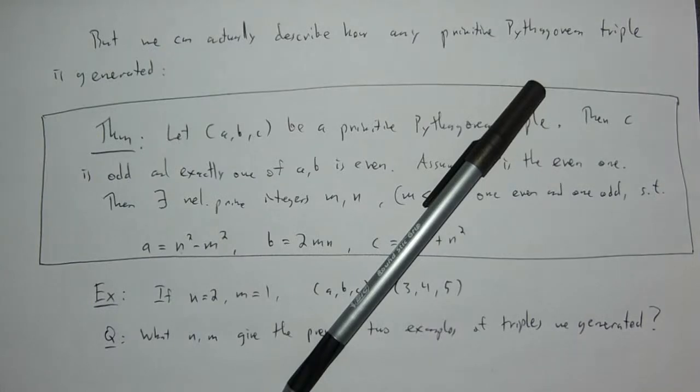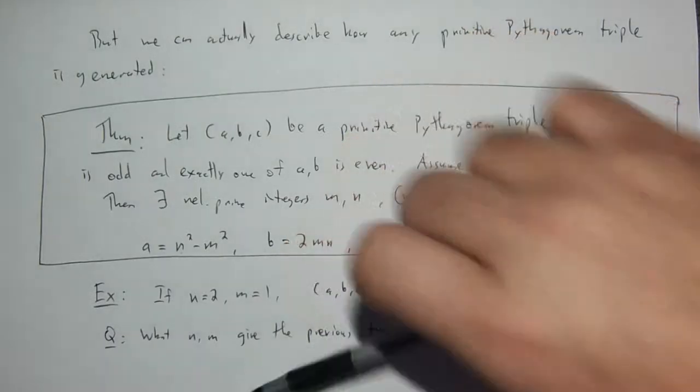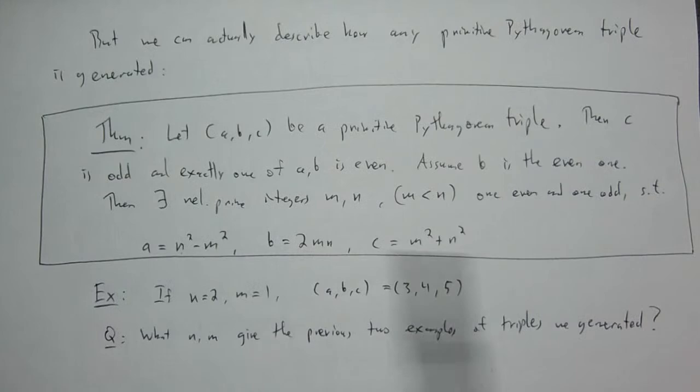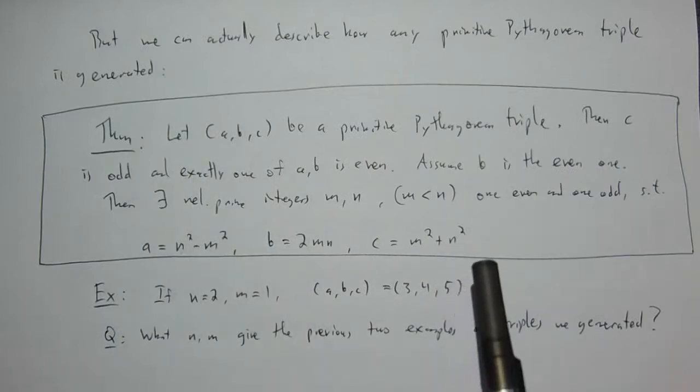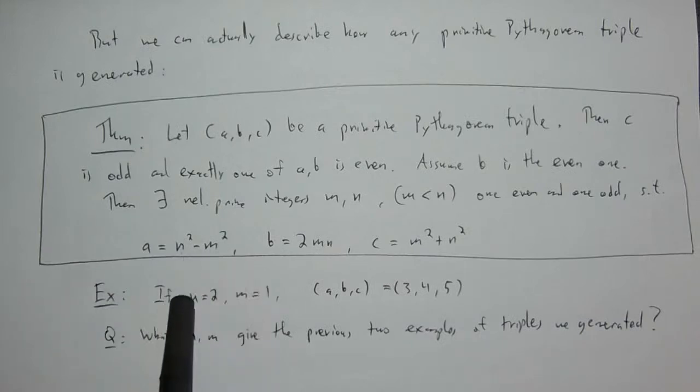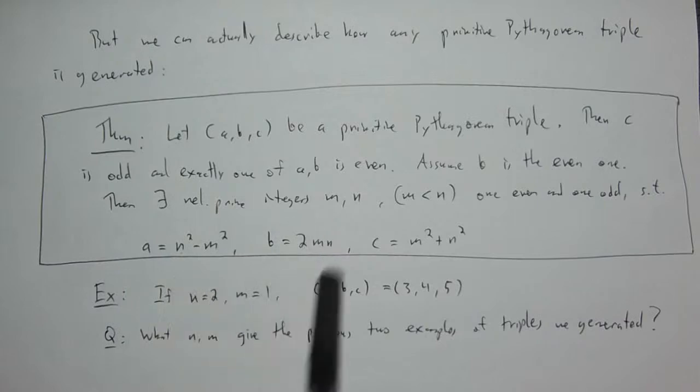Yesterday we ended with this statement that I have boxed here still. This is the thing that tells us the form of any Pythagorean triple. If I have any primitive Pythagorean triple, then C is odd, and exactly one of A or B is even. Assume that B is the even one. Then there exist relatively prime M and N such that A is the difference of squares of those two, N squared minus M squared, B is 2 times MN, and C is the sum of the squares, M squared plus N squared.